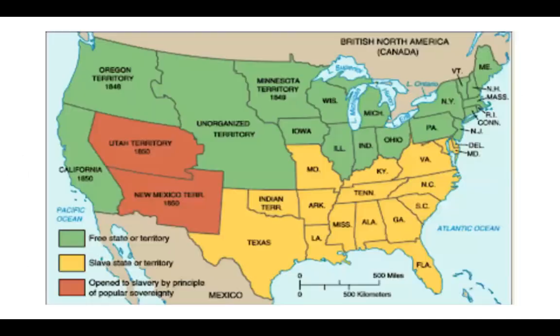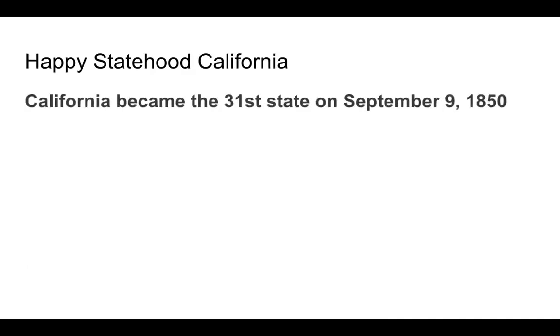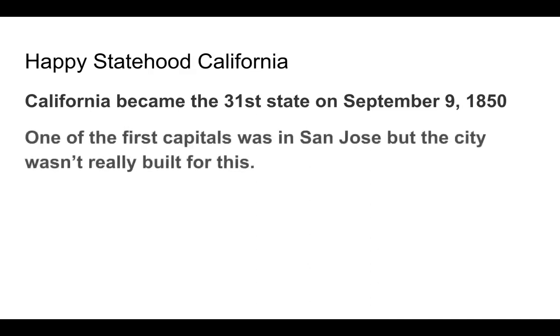Right, and this is what our map looks like now with California in there as a free state in 1850. We become the 31st state on September 9th, 1850. There's a big party, lots of parades, lots of celebrations. They're going to make a new flag that now has 31 stars on it. But our first problem is, where are we going to put the capital city?